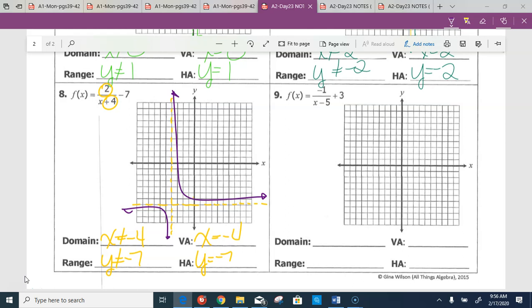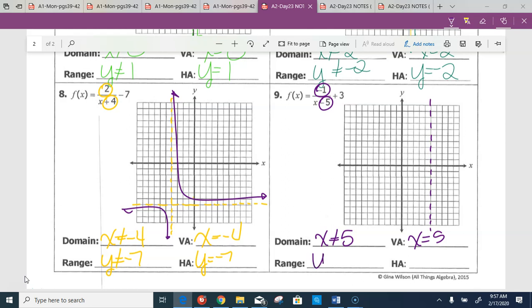All right, and our final example, number 9. This one's got quite a few transformations. We have a reflection over the x-axis with the -1. Our domain is limited by the opposite of that. So basically, x can be anything but a positive 5, because 5 minus 5 would give us 0. So we have a vertical asymptote at x equals 5. 1, 2, 3, 4, 5. I'll make my vertical asymptote right now. Vertical meaning up and down.